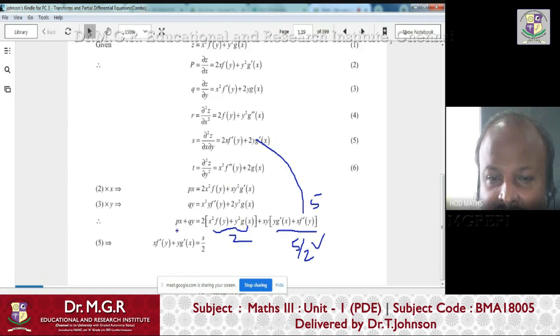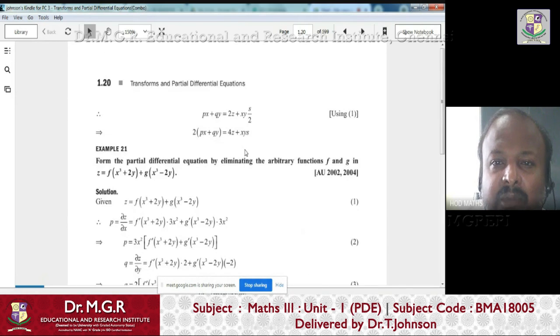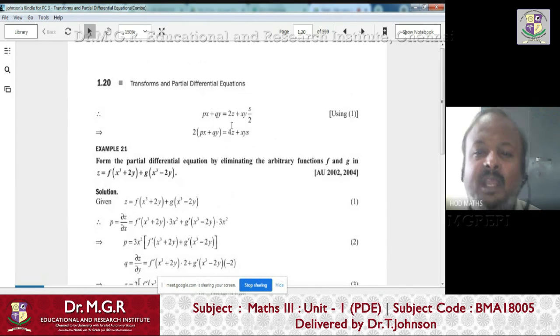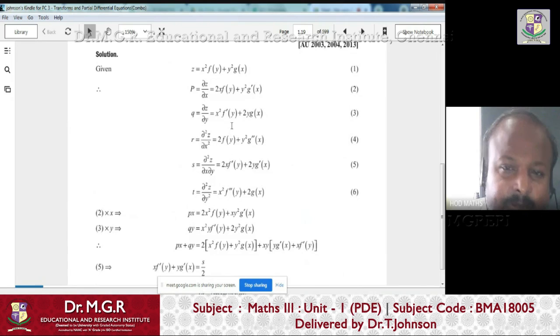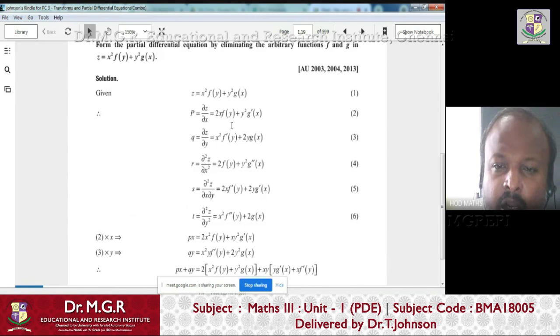So now we can write it as px plus qy equals z plus xy into s by 2. That is the final one: px plus qy equals 2z plus xy into s by 2. So this is one typical problem. See, here we don't know how we are getting that relation.